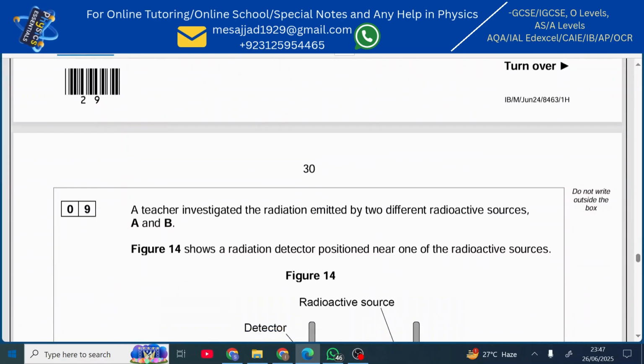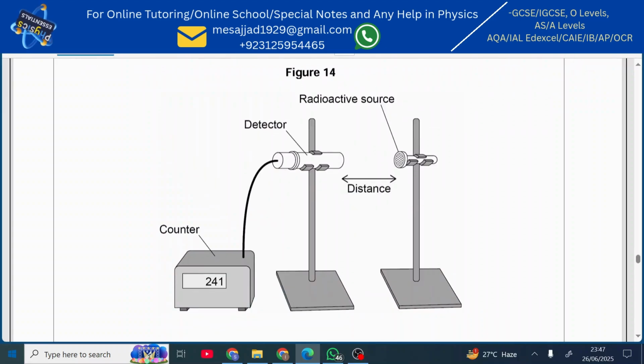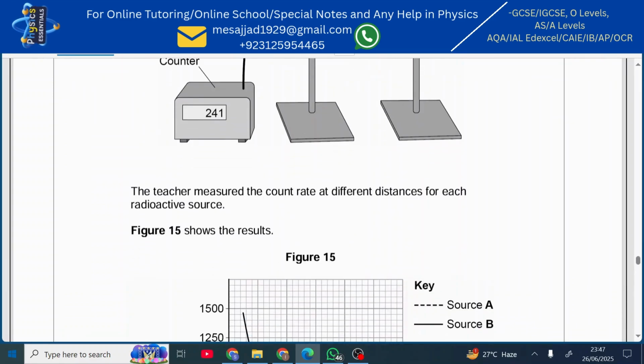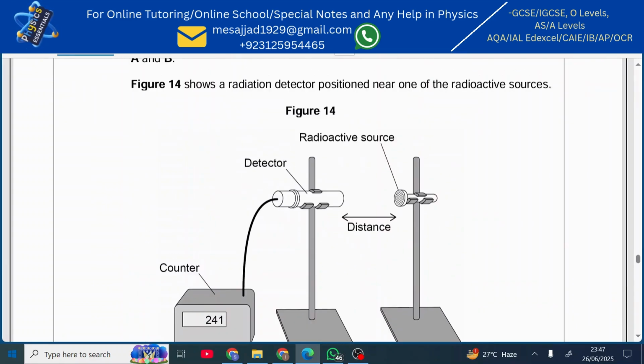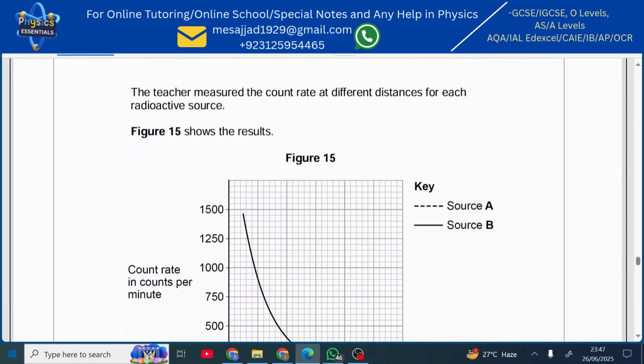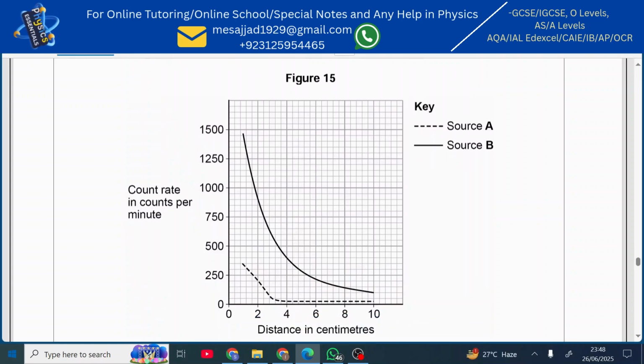Okay, so question number 9. A teacher investigated the radiation emitted by two different radioactive sources, A and B. Figure 14 shows a radiation detector positioned near one of the radioactive sources. Okay, so that is the detector and it is placed near the radioactive source. The teacher measured the count rate at different distances for each radioactive source. Figure 15 shows the results. Okay, source A and source B.